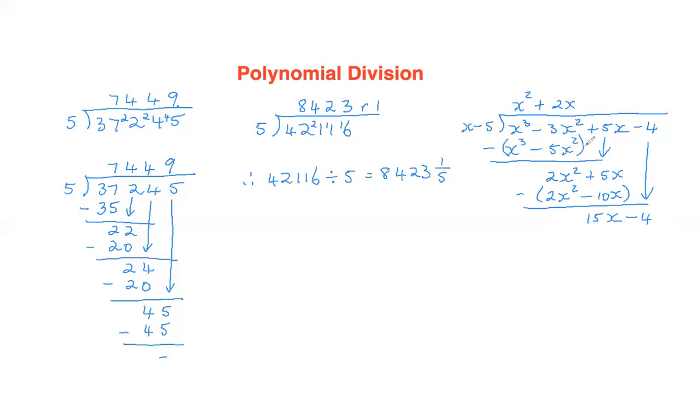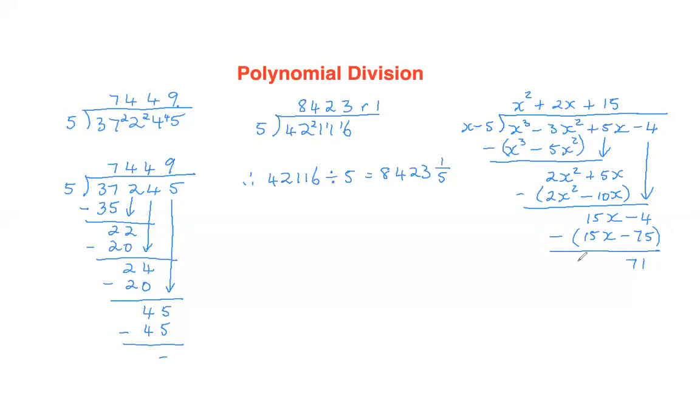x into 15x goes 15 times. We multiply that down to work out a remainder. 15 times x is 15x. And 15 times negative 5 is negative 75. Subtract that off. And the 15x minus 15x cancels. Minus 4 minus minus turns to plus, so minus 4 plus 75 leaves us with 71. We now have no more terms to bring down, so this is our final remainder.